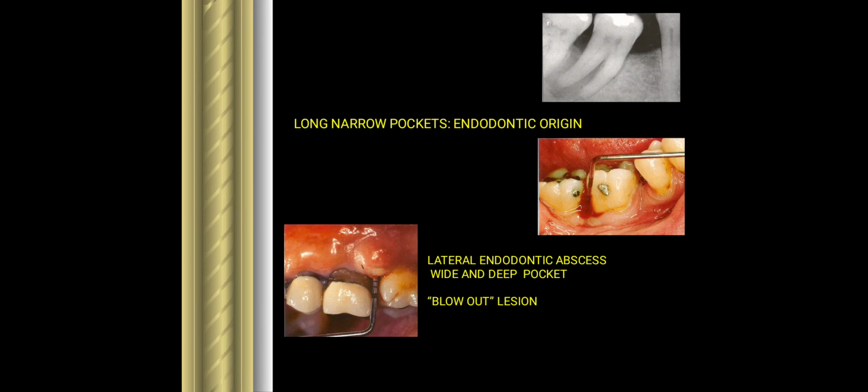If long and narrow pockets are there, then the lesion will be of endodontic origin. In lateral endodontic abscess, a wide and deep pocket can be seen, and a blowout of the lesion can be seen clinically. Here in this picture we can see the blowout lesion; when we penetrate the probe into the lesion, pus discharge can be seen.